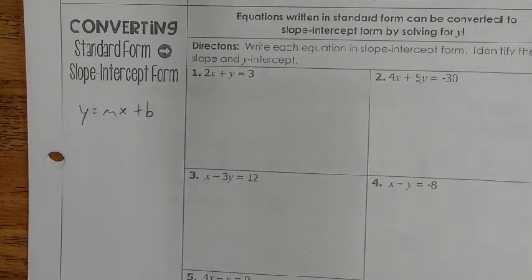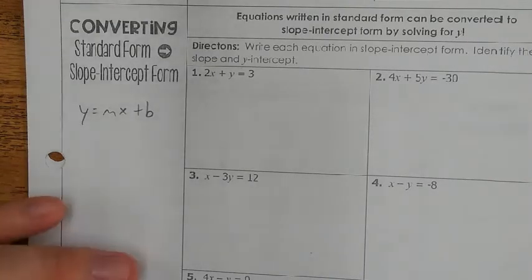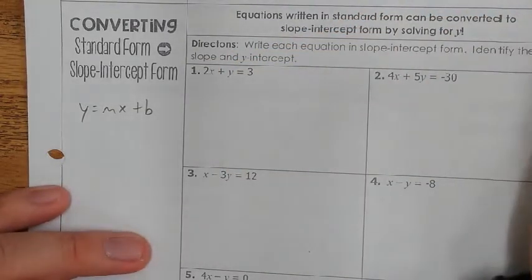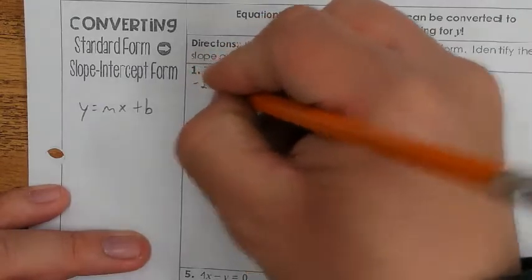So number one, what do we need to move to get the y by itself? Well, what's with the y? 2x. So we need to move the 2x. So what's opposite of a positive 2x? Negative 2x. So just subtract 2x on both sides.